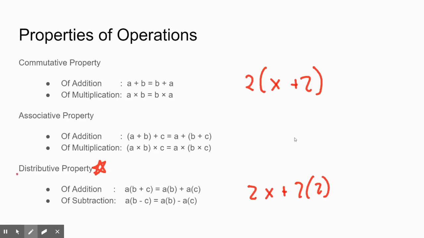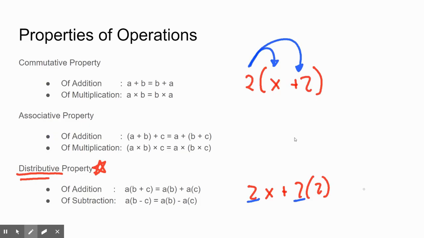The word distributive, if you think about the word distribute, that means like you're giving something to something else. That's basically what you're doing here. You're taking your 2 that's in front of your parentheses, and you are distributing it. You are giving it to each of the terms inside of your parentheses. So each of these now has a 2 being multiplied by it.